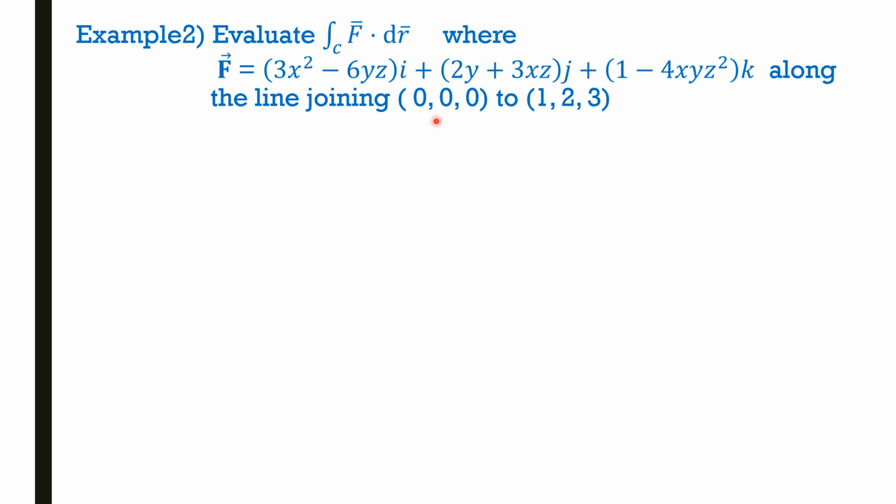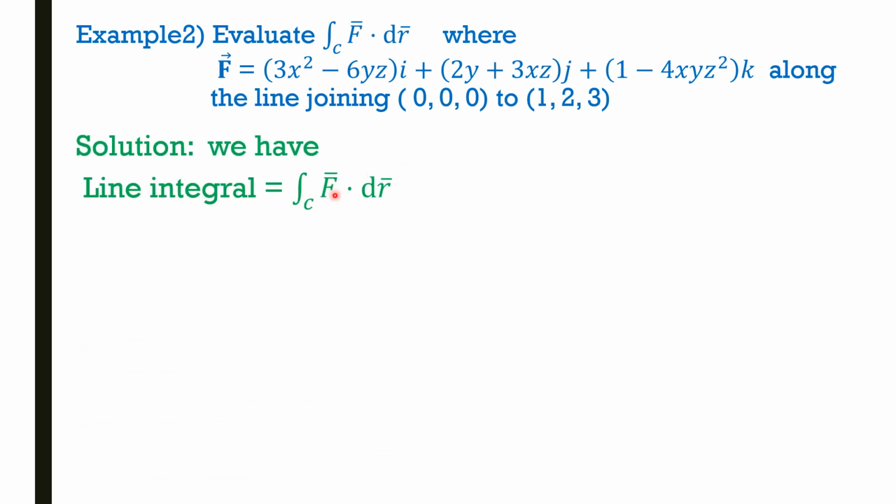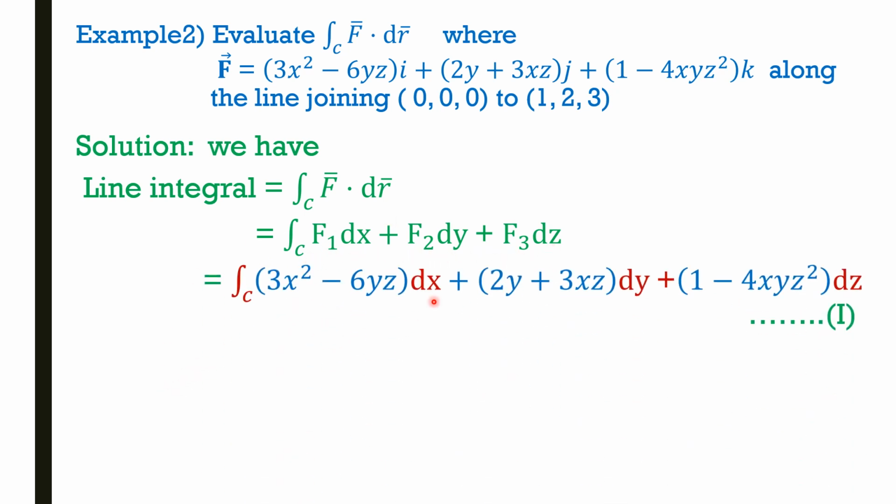Either the values are directly given in terms of t, or the line is given joining two points, isn't it? Okay, so let us see the solution. Same here, we have the line integral ∫ F̄ · dr̄ over c, which is ∫ f1 dx + f2 dy + f3 dz over c. Put the values of f1, f2, f3 here. So this is your f1, this is your f2, and this is your f3. Call this as 1. Here we just use the 2-point form.